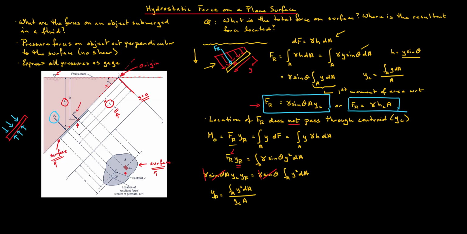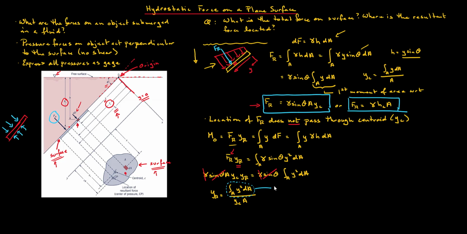So this is the expression for the location of the resultant force. As you can see, it does not pass through the centroid, but it passes through a point that is related to the centroid, but it is also related to this quantity over here.